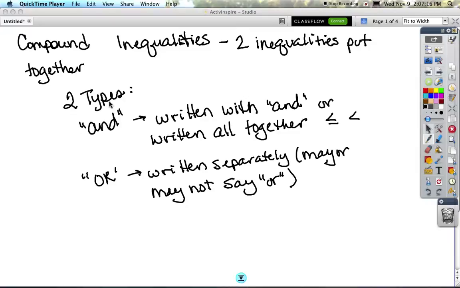The next ones are the ors, and they're always written separately. They may or may not have the or between them, but if they're written separately, most of the time they do have the or between them. Okay, so I'm going to give you a minute to finish taking these notes, and then we'll show you examples of each.